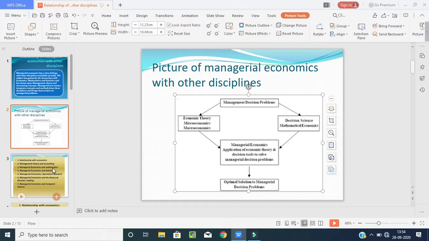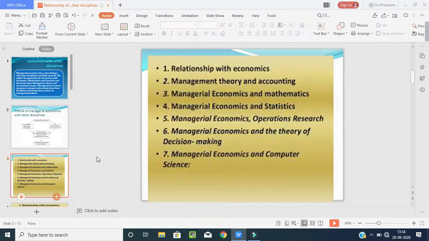That means managerial economics not only deals with economics, but how it is related to other subjects and how it is effective. Let's see. Now here we have 7 stages. Managerial economics has a relationship with economics, management theory and accounting, mathematics, statistics, operations research, the theory of decision making, and last, computer science. So we will go one by one.